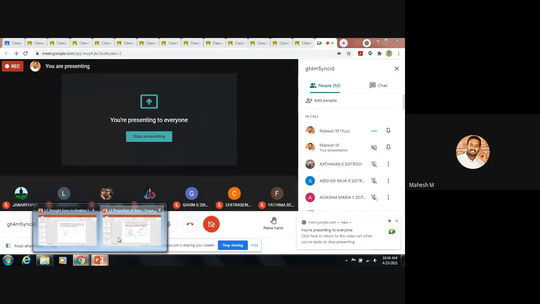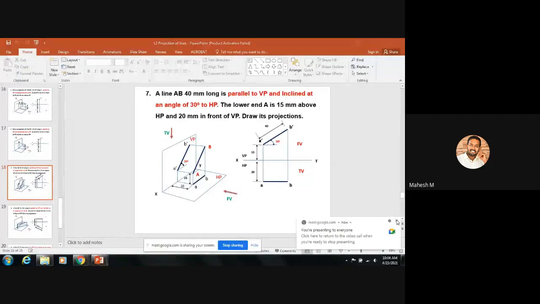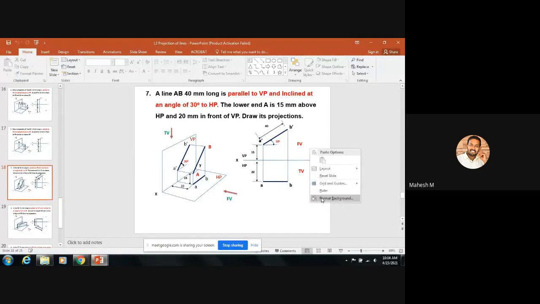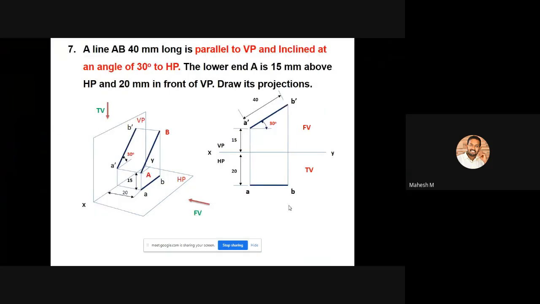Okay. So in today's class, we will discuss the fourth case. This one is related to the fourth case. Here, a line AB of 40 mm length is parallel to VP and inclined at an angle of 30 degree to HP. So the condition is parallel to VP and inclined at an angle of 30 degree to the HP. So here one case is parallel and another one is inclined.